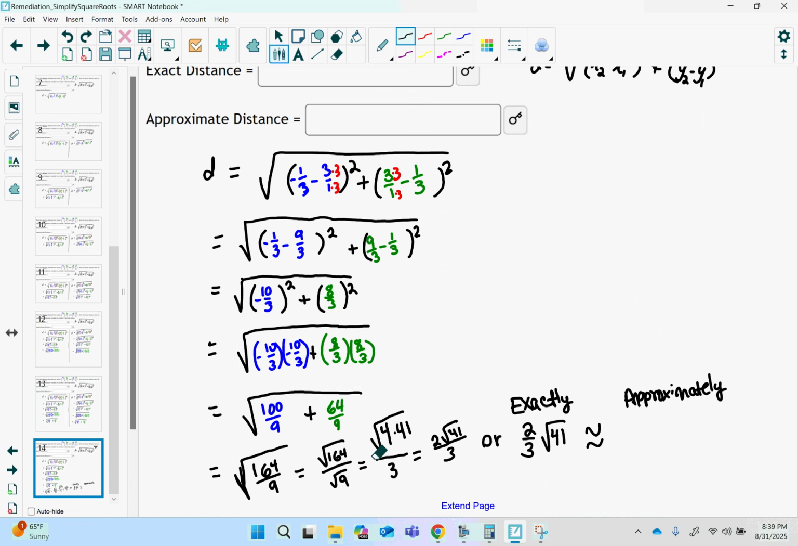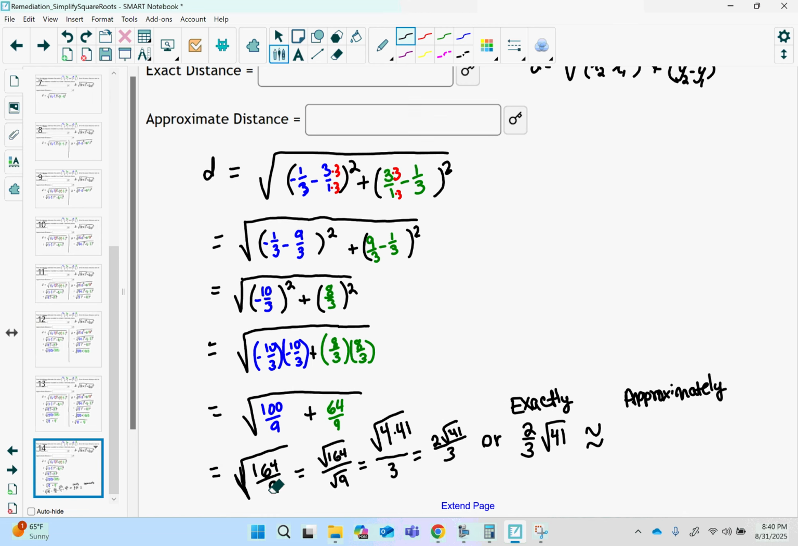So in the next step, now that I have 100/9 plus 64/9, I'm going to combine that, keep the denominator 9, and add the numerators. 100 plus 64 is 164/9.